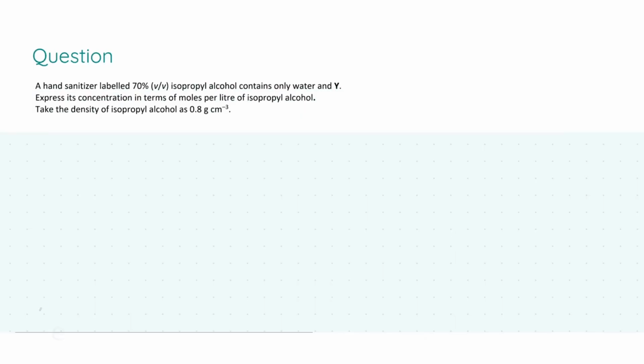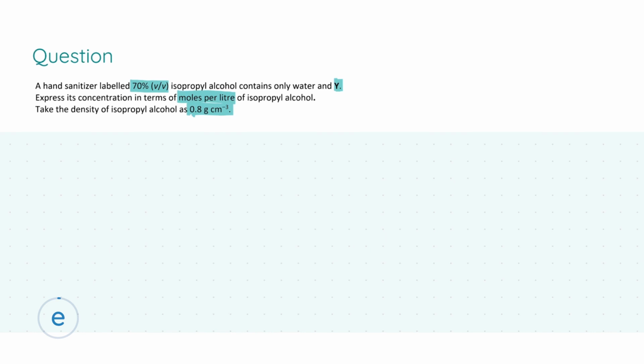So in question E, we are told that a hand sanitizer labelled 70% v/v, which is volume per volume, of isopropyl alcohol contains only water and Y. Express its concentration in terms of moles per litre of isopropyl alcohol and take the density of isopropyl alcohol as 0.8 grams per centimetre cubed.